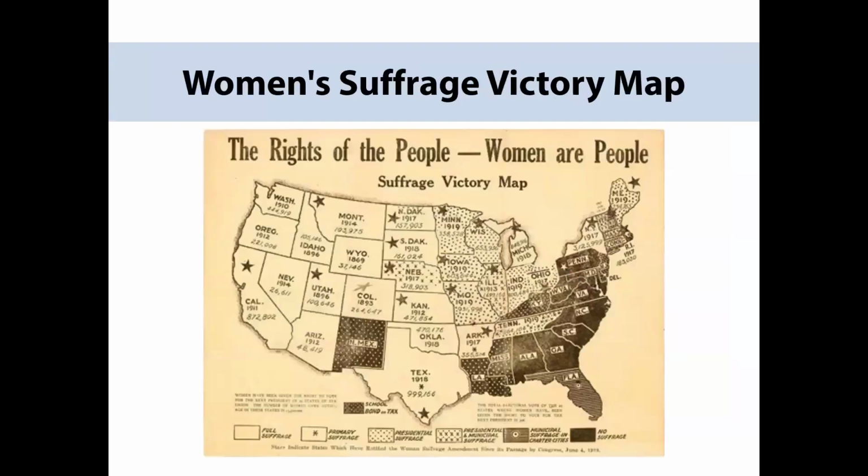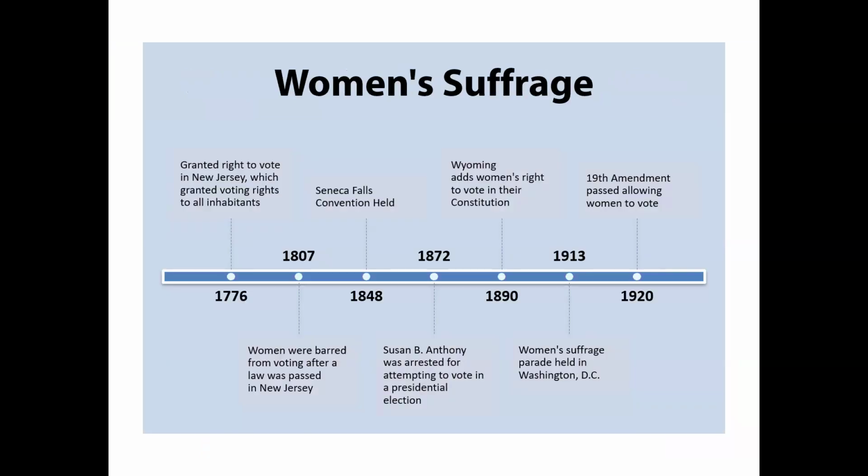The Seneca Falls Convention was held in 1848, and this was very revolutionary as it was the first women's rights convention held in the United States. It was held from July 19th to July 20th, 1848, at the Wesleyan Chapel in Seneca Falls, New York. If you ever get a chance to go up there, they have really wonderful museums and historic parks that talk about the history up there.